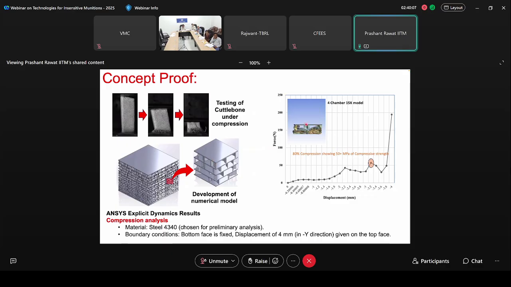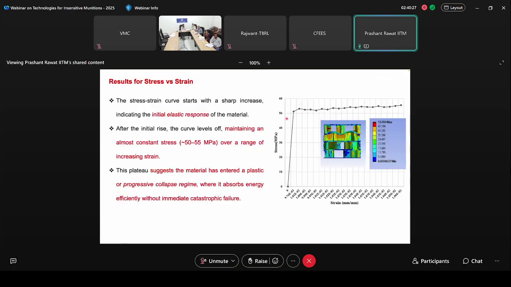So this particular model is a 4-chamber model, which is 15x, as I already mentioned, and shows the compression characteristics. Only one result has been shown here, so that we could prove that up to 80% of compression or 80% of strain shows 50 plus megapascal compressive results. These are the results where you could clearly see that while collapse keeps happening, or compression of the bone inspired design keeps happening, it shows a constant value of the stresses which are being generated. And this is the actual requirement from an auxetic structure.